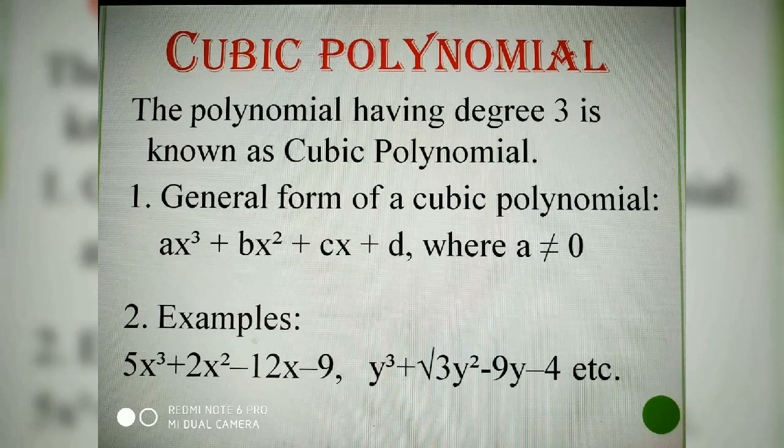Cubic polynomial. The polynomial having degree 3 is known as a cubic polynomial. The general form of a cubic polynomial is ax cube plus bx square plus cx plus d, where a is not equal to 0. Two examples are there: 5x cube plus 2x square minus 12x minus 9, and y cube plus root 3y square minus 9y minus 4.